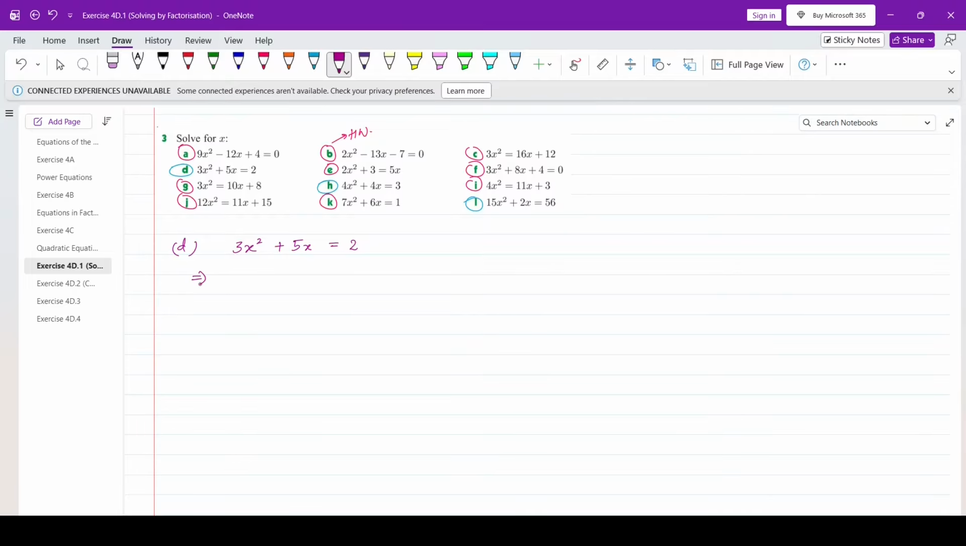So taking everything on one side, we get 3x square plus 5x minus 2 is equal to 0. Now this is 3, this is negative 2. If we multiply 3 with negative 2, we get negative 6. Now two numbers such that the summation is 5 and product is negative 6 are 6 and negative 1.